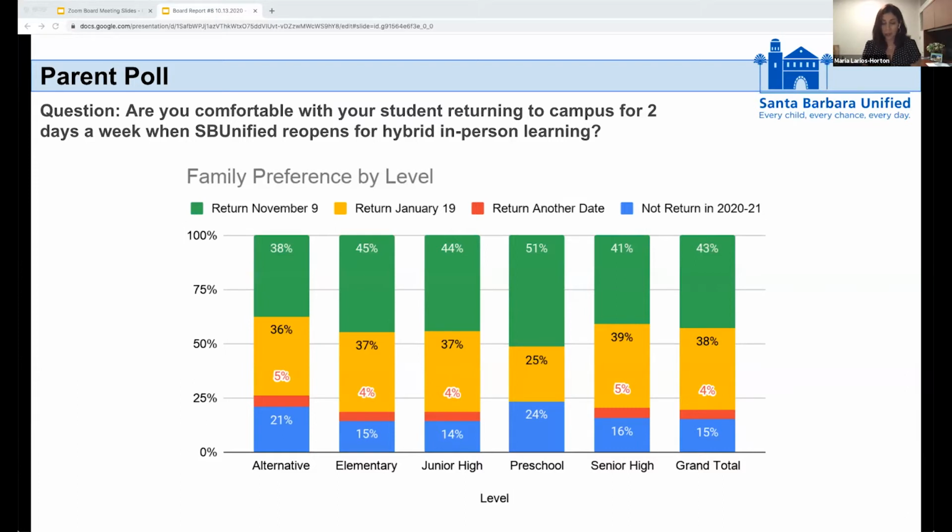In addition, parents were given an opportunity to send us questions about our plans for both health, safety, and instructional models. I will now turn it over to Ms. Sean Carey, who will share about our student poll.